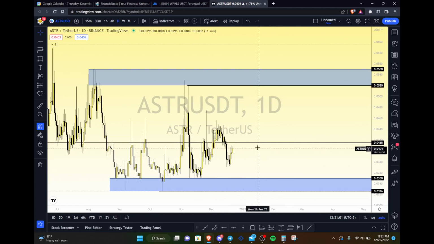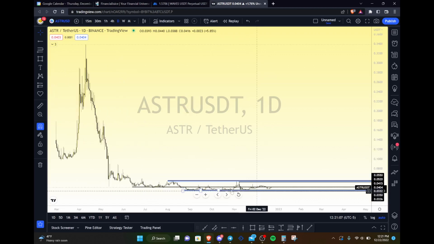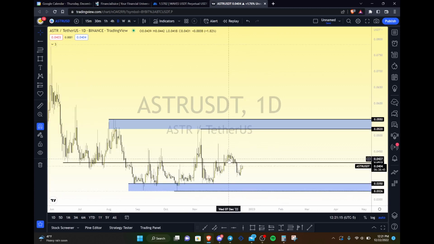You can just wait for one of these zones to break, right? Wait for it to break to the upside or break down. And then, once you break in a direction, the trend is going to be pretty strong in that direction. So this is actually a very lucrative structure if you like it.